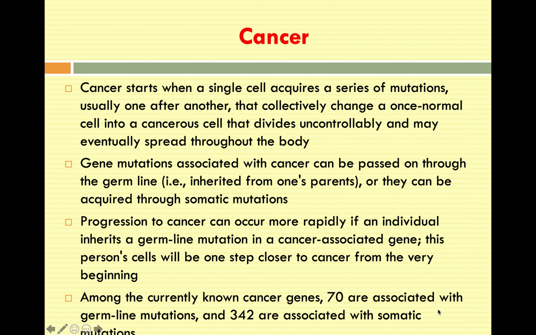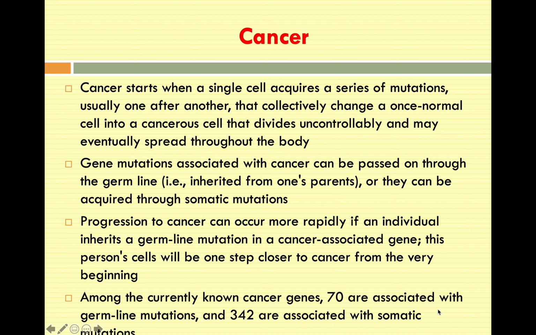Progression to cancer can occur more rapidly if an individual inherits a germline mutation in a cancer-associated gene. That's why, when someone has breast cancer or prostate cancer and the children also have it, the children usually have it much worse than the parent. What happens is that this person's cells will be one step closer to cancer from the very beginning. And if they don't take care of themselves or are not aware of it, it could progress quite fast. Among the currently known cancer genes, 70 are associated with germline mutations and 342 with somatic mutations.